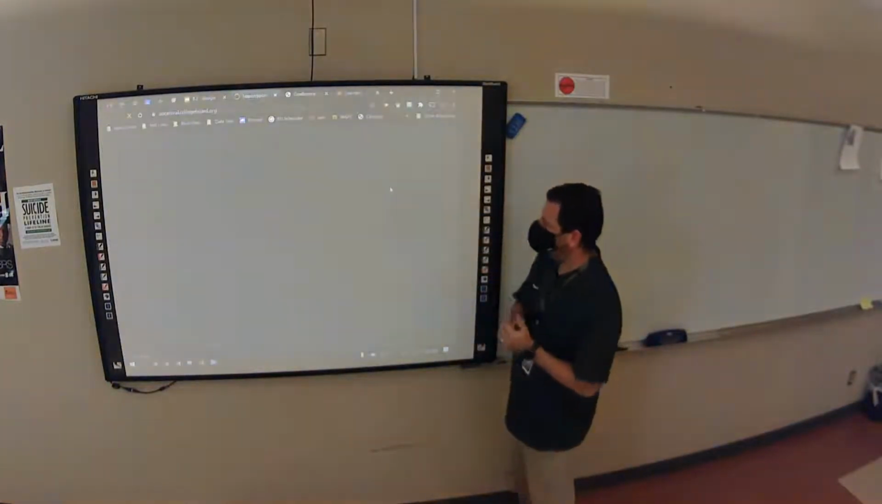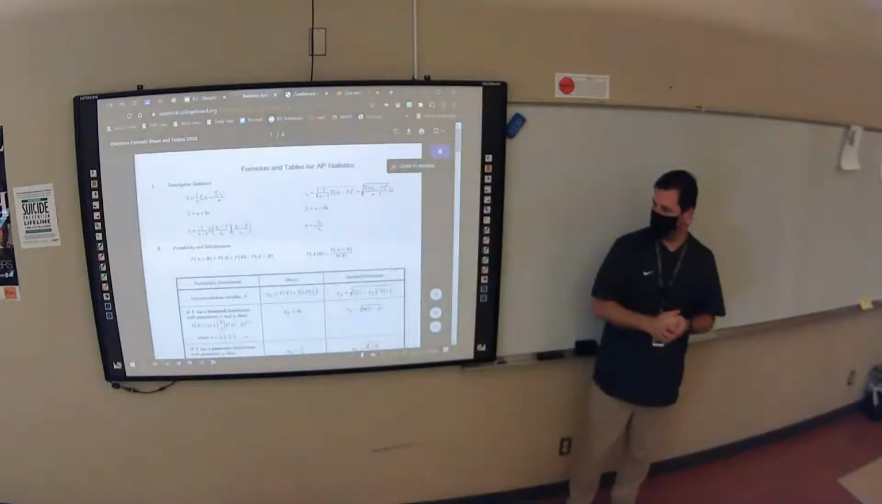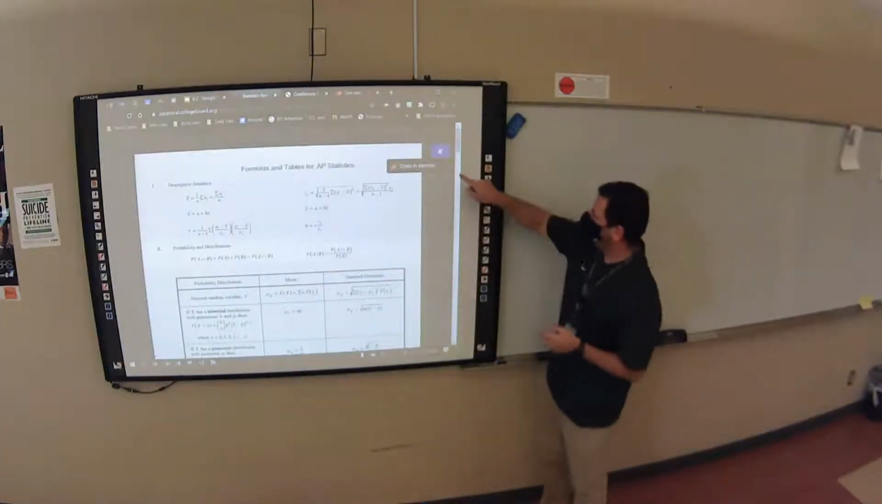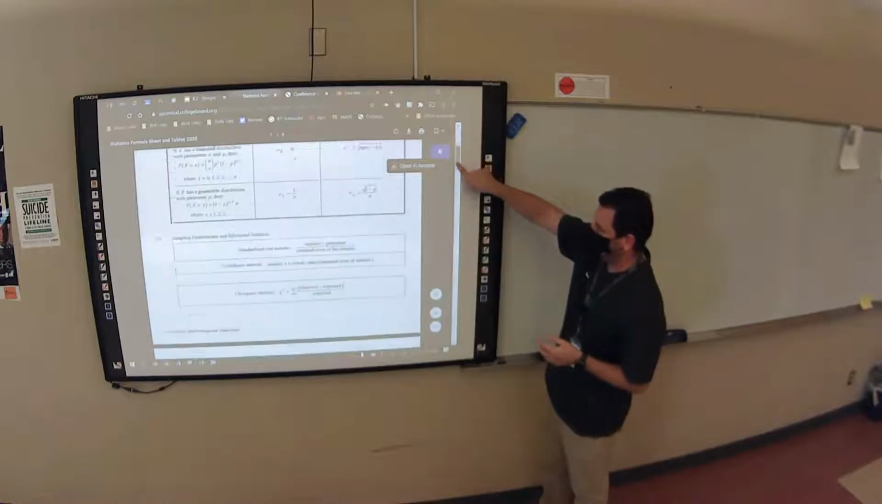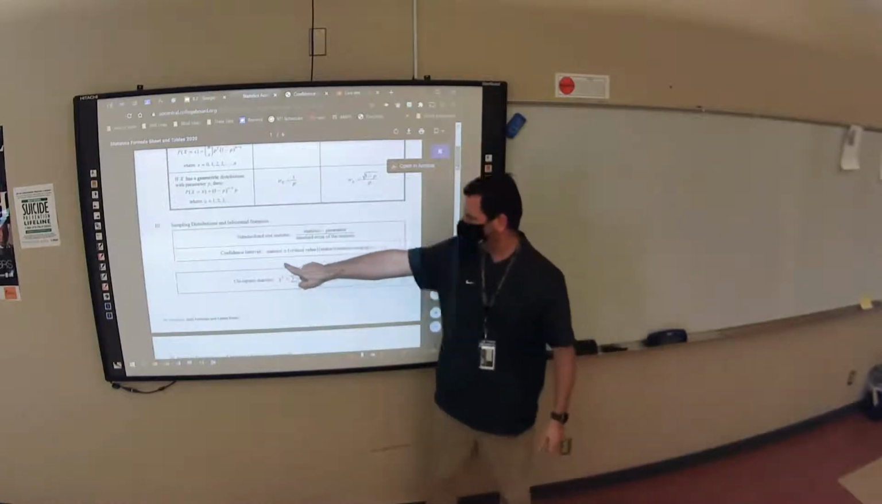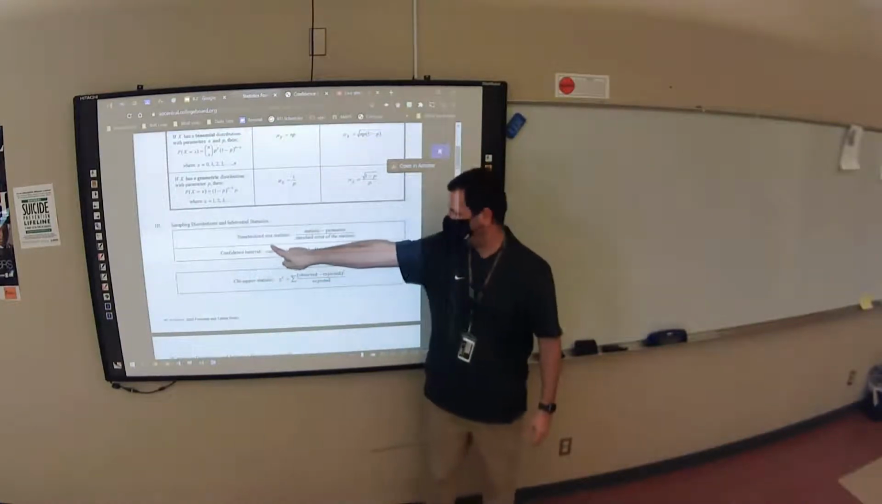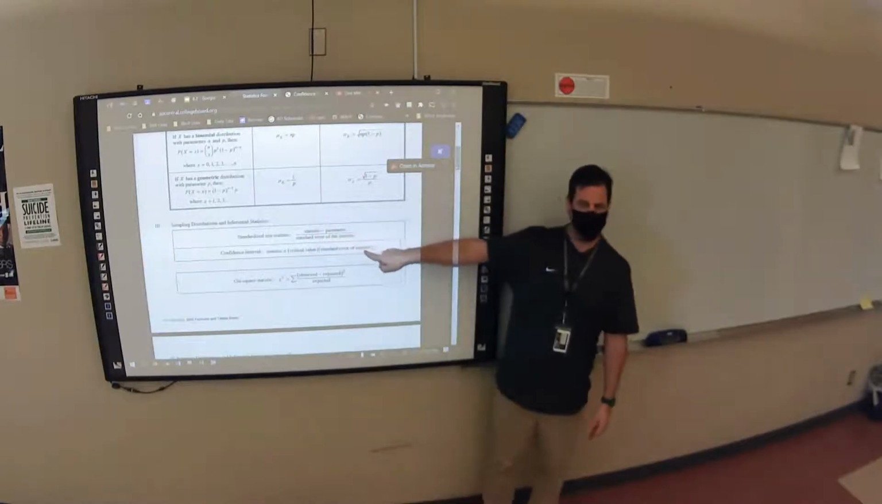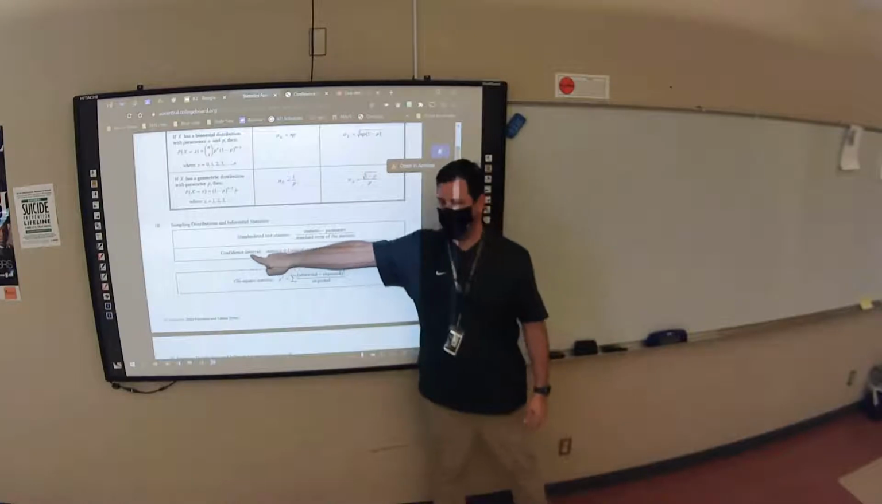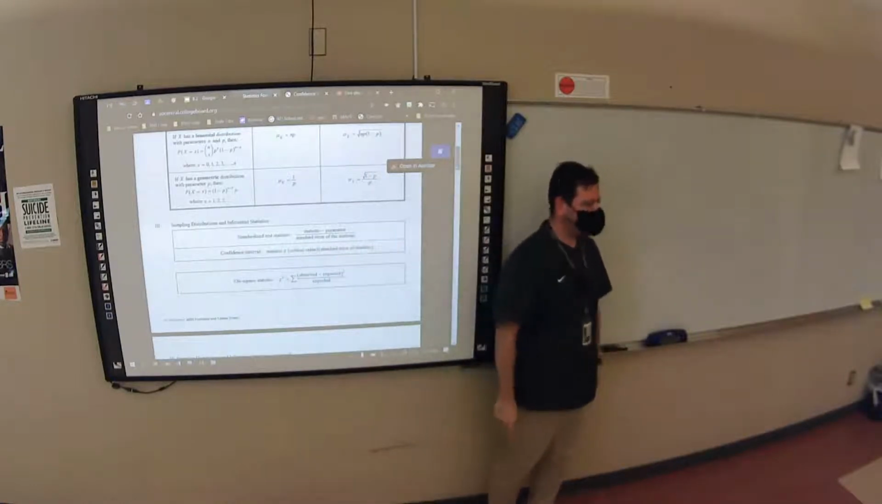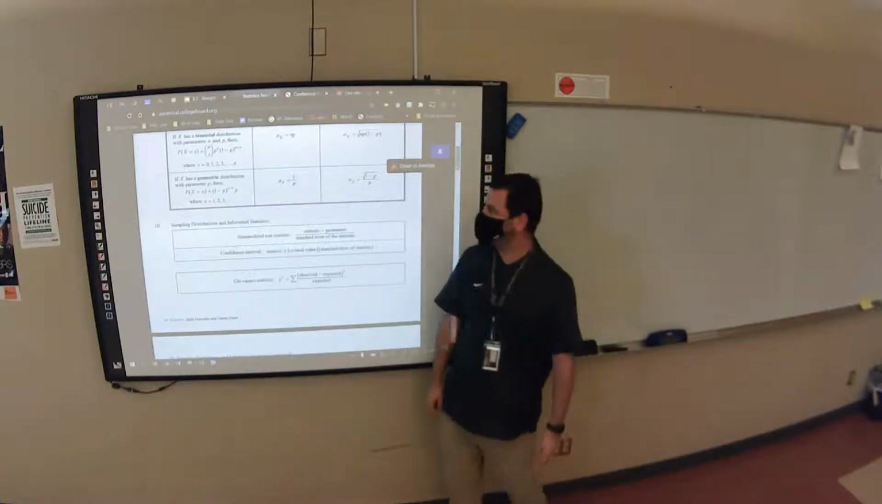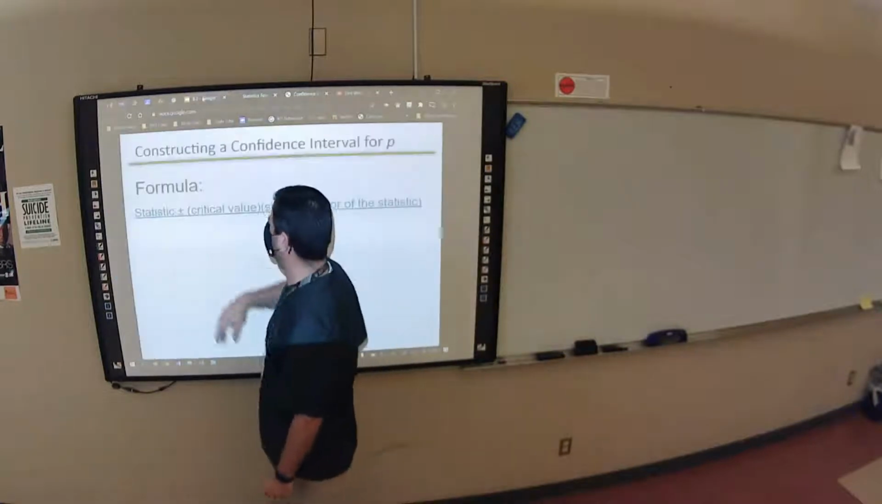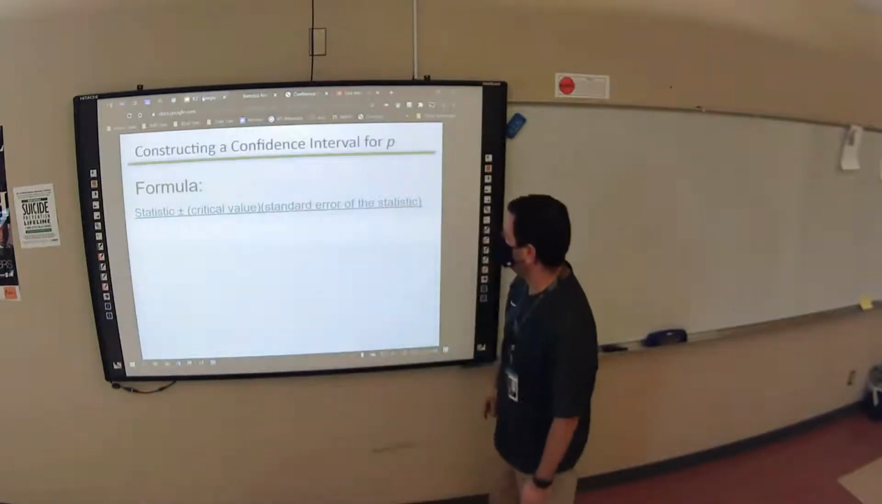Just so you know, I have this link to the formula sheet. If you go down to the bottom of the first page, you will see confidence interval: statistic, plus or minus, critical value, standard error of the statistic. So it's written in words right there at the bottom. So by some crazy chance, if you ever forget it, which I would be very, very surprised if you did.